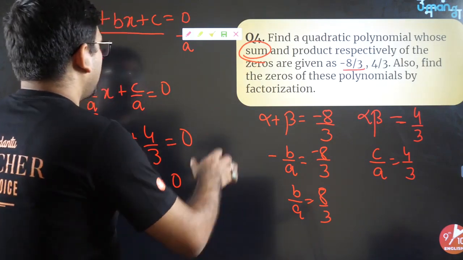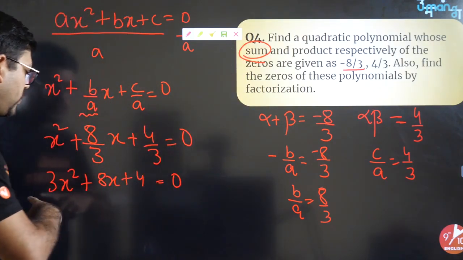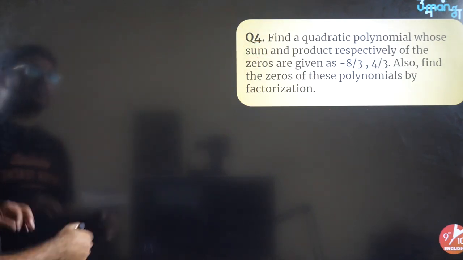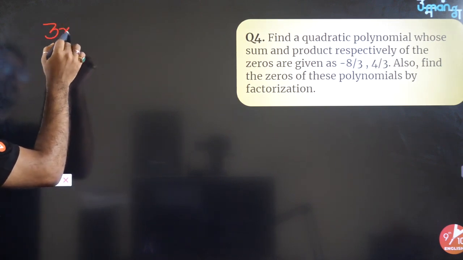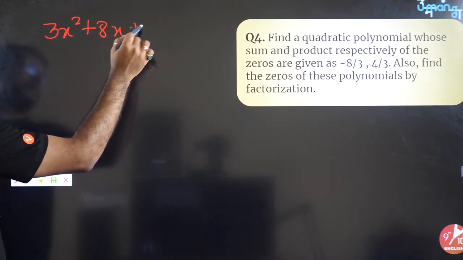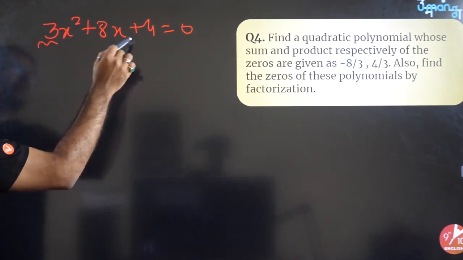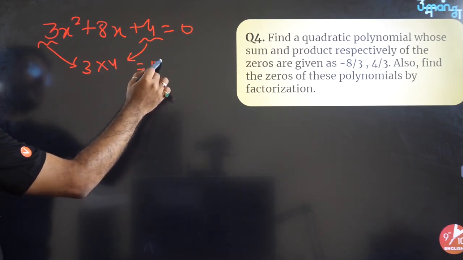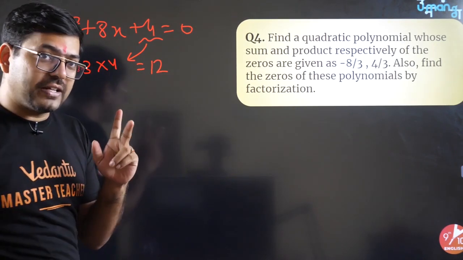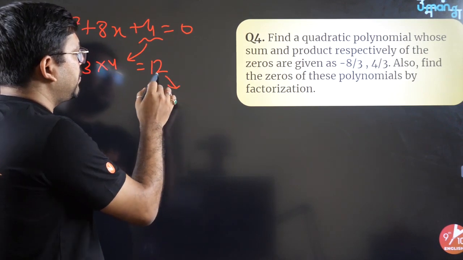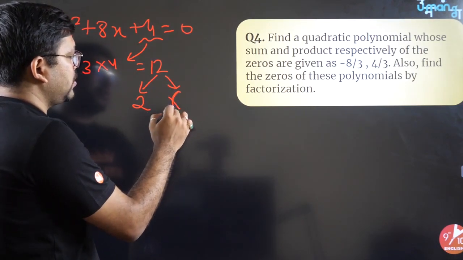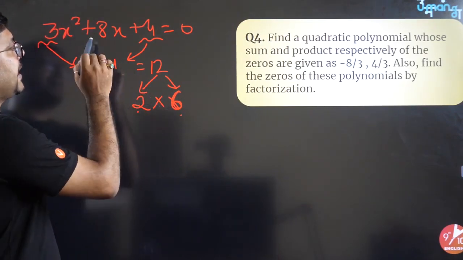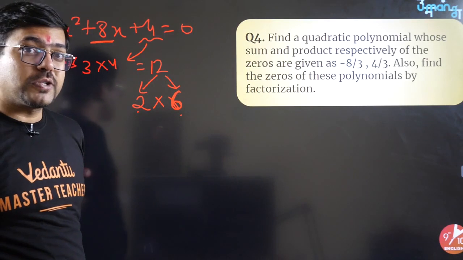What should I do? I should rub. So 3x square plus 8x plus 4. Let's factorize this. We have 3x square plus 8x plus 4 equals to 0. You know that the first and the last will be multiplied. So 3 into 4, that is 12. 12 has to be broken into two factors. Now two factors means you can break it into 2 into 6, because 2 into 6 is 12. And at the same time 2 and 6 can make 8. That is also a possibility.